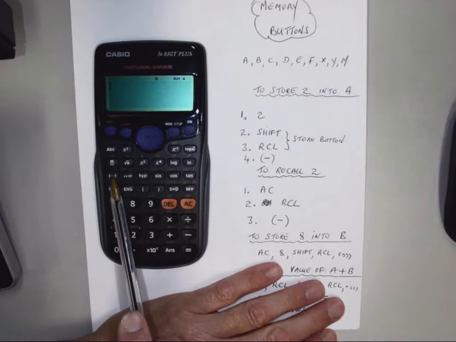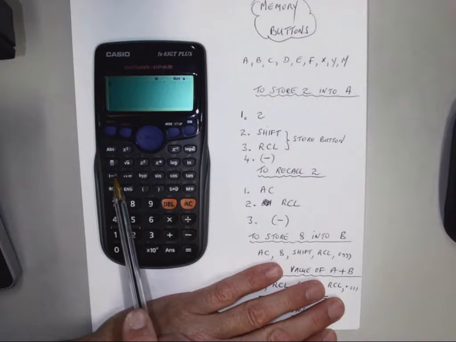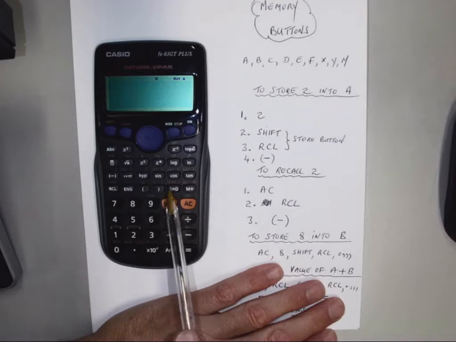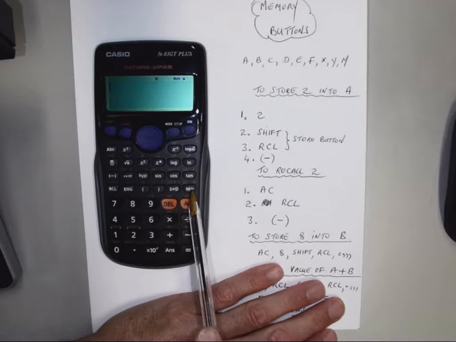Where are they located? Here. In red, directly above these buttons here that I'm pointing to, you can see A to F on that row, and then X, Y and M are on the next row above those keys in red.